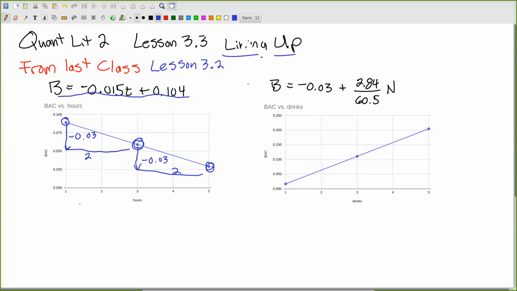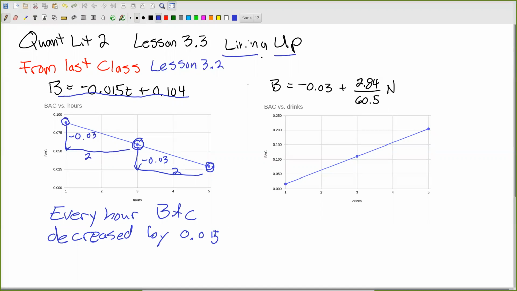Okay. And what we found was each hour, the BAC decreased or dropped 0.015. How did we get that 0.015? We took that 0.03, which was negative, and divided by the 2 hours. And so that's where we got that number right there.